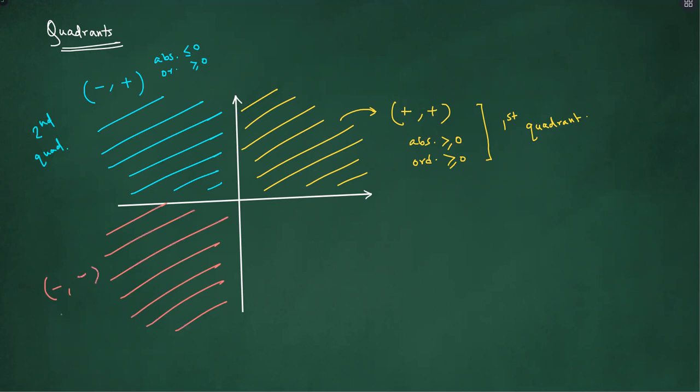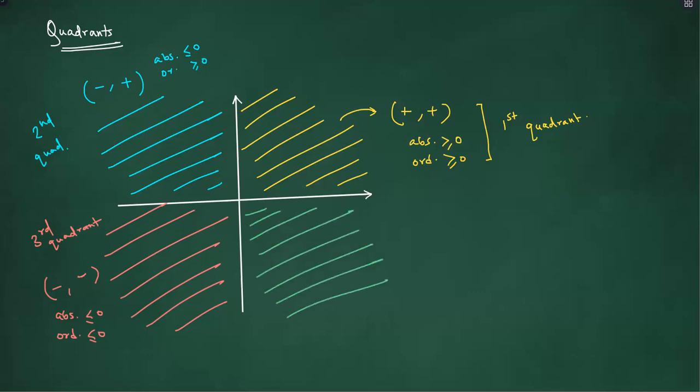So here, what is happening? The abscissa is going to be less than or equal to 0. The ordinate is also going to be less than 0. And this is called the third quadrant. And finally, we have this quadrant. In this quadrant, you can see that towards the x-axis it is positive. So the x coordinate is positive.